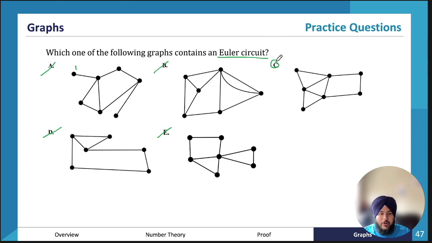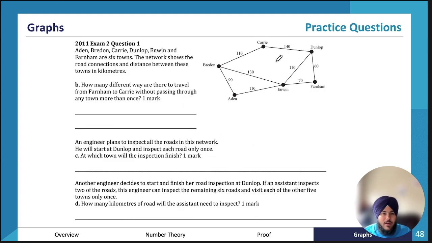Okay, moving on. Here we have a short answer question. Aiden, Braden, Carey, Dunlop, Edwin, and Farnham are 6 towns. The network, or the graph, shows the road connections and distance between these towns in kilometers. How many different ways are there to travel from Farnham to Carey without passing through any town more than once?